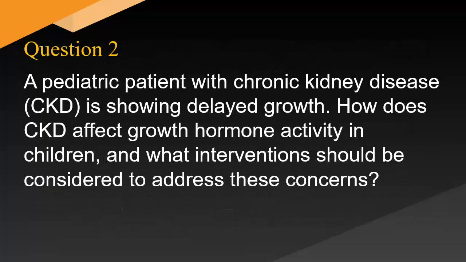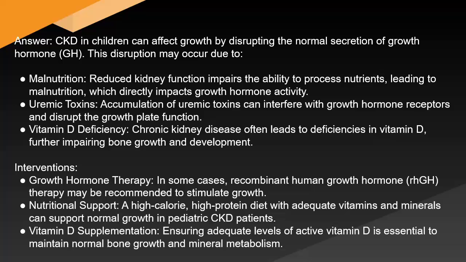A pediatric patient with chronic kidney disease (CKD) is showing delayed growth. How does CKD affect growth hormone activity in children, and what interventions should be considered to address these concerns? Answer. CKD in children can affect growth by disrupting the normal secretion of growth hormone, GH. This disruption may occur due to malnutrition. Reduced kidney function impairs the ability to process nutrients, leading to malnutrition, which directly impacts growth hormone activity.